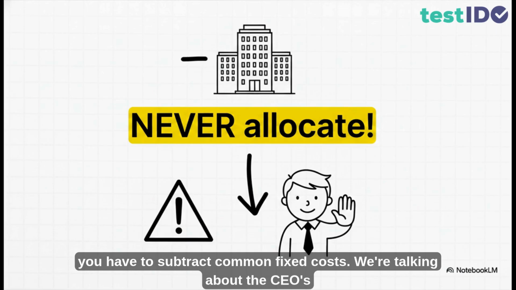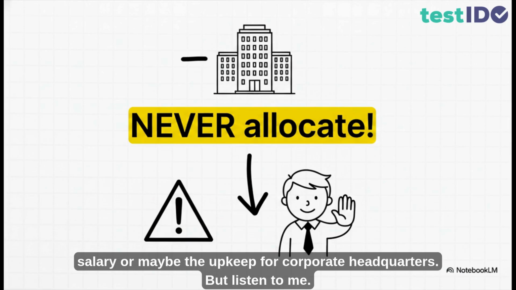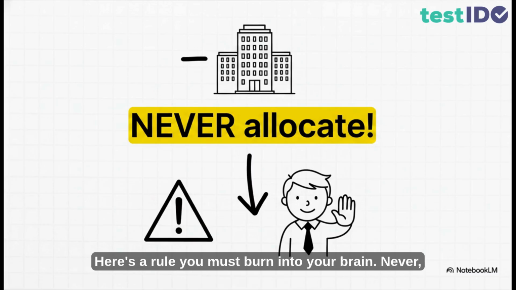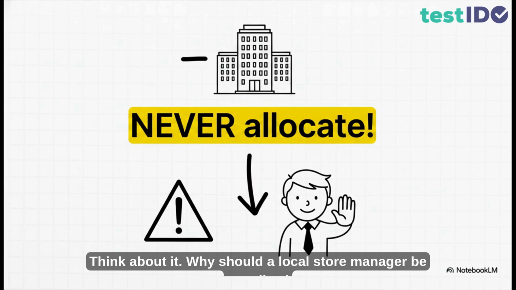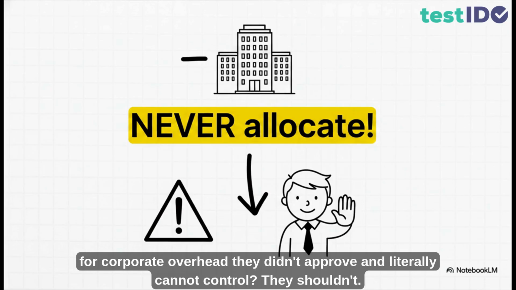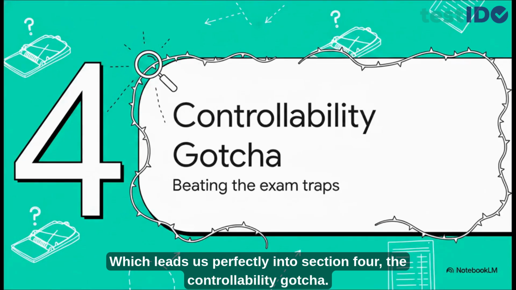We're talking about the CEO's salary or maybe the upkeep for corporate headquarters. But listen to me, here's a rule you must burn into your brain. Never ever allocate these common costs to segments when evaluating a manager's performance. Think about it. Why should a local store manager be penalized for corporate overhead they didn't approve and literally cannot control? They shouldn't. Which leads us perfectly into Section 4, the controllability gotcha.